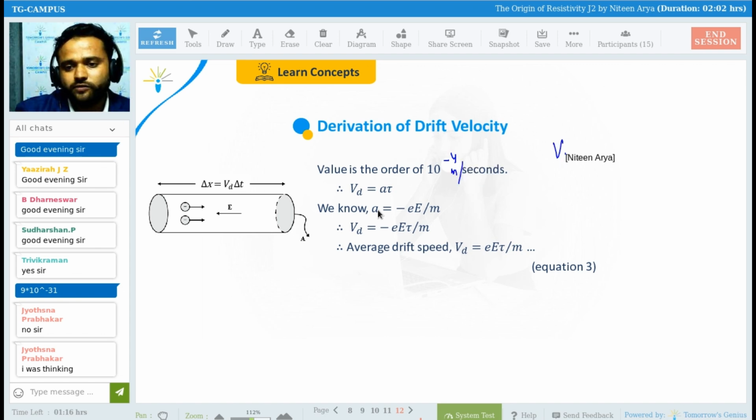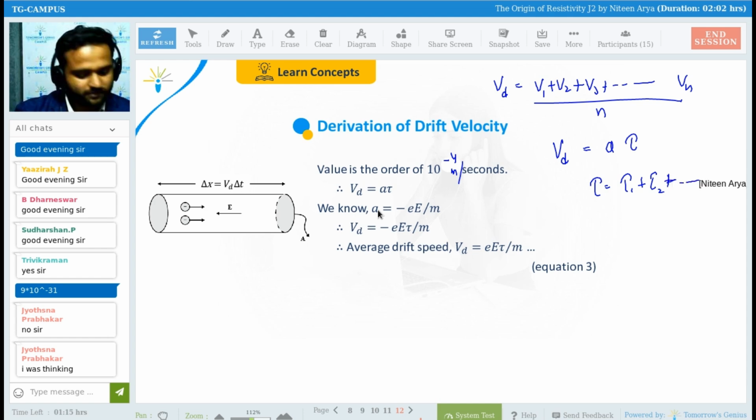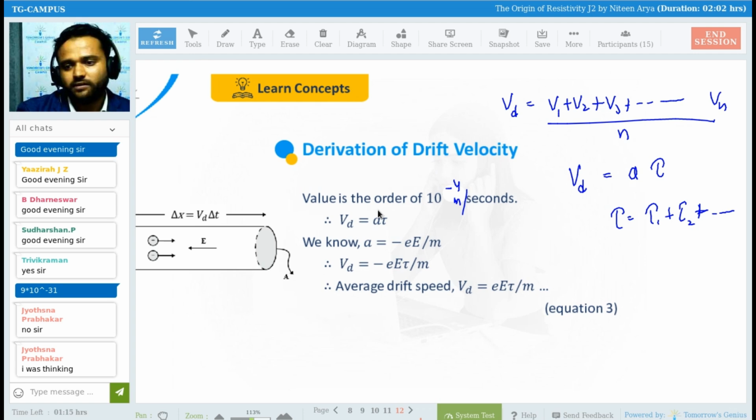Vd equals A tau, because Vd is what? In general, Vd is V1 plus V2 plus V3 plus dot dot dot Vn divided by N, where this is going to be 0. So then Vd becomes A tau, where this tau is nothing but tau 1 plus tau 2 plus tau 3 plus dot dot dot tau n divided by n. So this is your drift velocity.